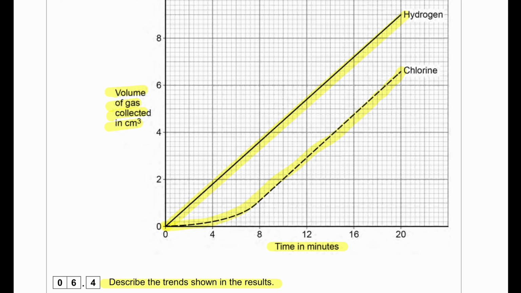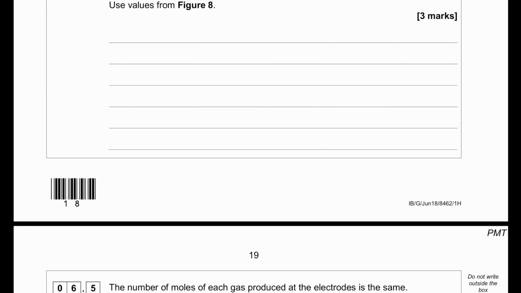We will say the volume of hydrogen is directly proportional to the time, and the rate of the collection of the hydrogen will be a calculated amount of cm cube per minute. And then up to 8 minutes the chlorine is collected at an increasing rate. After 8 minutes the rate of collection of chlorine is the same as that of the hydrogen. So we can see that before 8 minutes, as I told you, the chlorine was getting dissolved within that particular solution, so that's why it was not being collected. So guys, the answer can be written as follows.